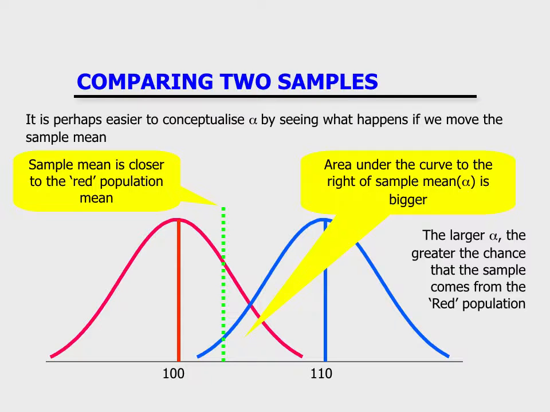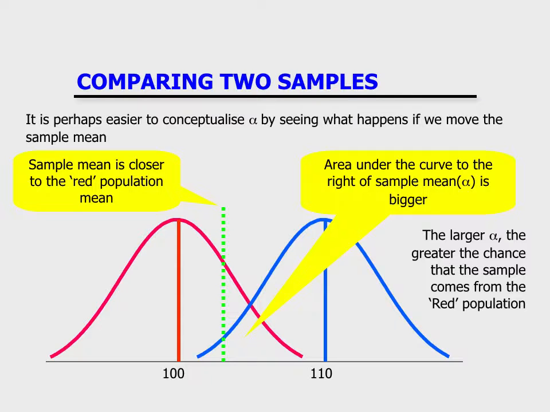What if we raise the alpha to 0.10? Then what we're saying is there's a 10% chance it's due to the flip of a coin and a 90% chance that it is significantly different from the general population. What if we raise the alpha to 0.25? We're saying there's a 25% chance it's due to the flip of a coin and a 75% chance that it's different from the general population. You see what I'm getting at? The larger the alpha, the greater the chance that the sample comes from the red population.